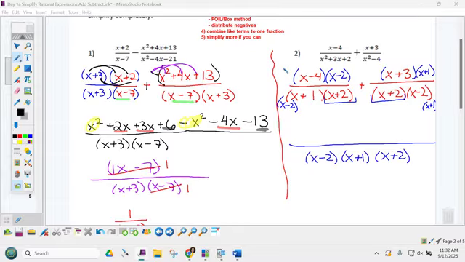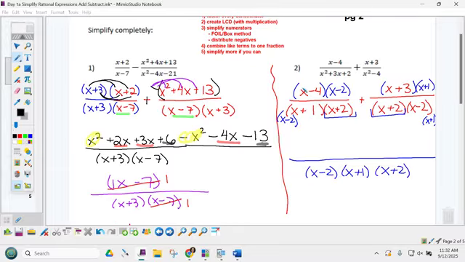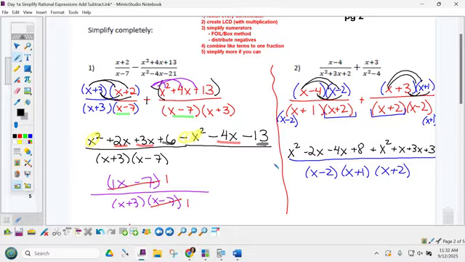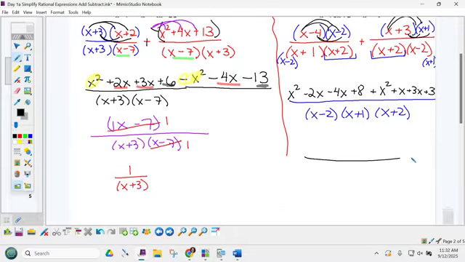Okay, so now we have to simplify the numerators. x times x, x times negative 2, negative 4 times x, negative 4 times negative 2. Keep going. Now we have plus x times x, x times 1, 3 times x, 3 times 1. All right, now we have to combine our like terms.